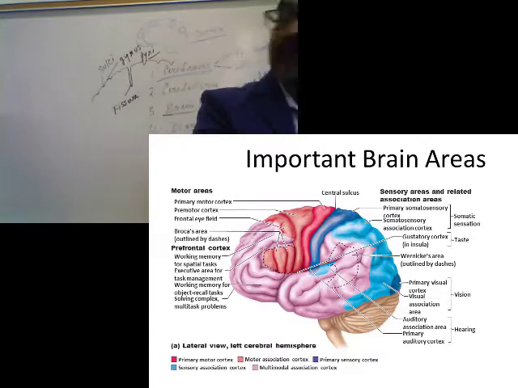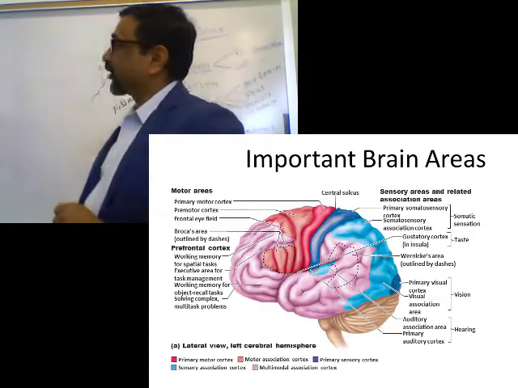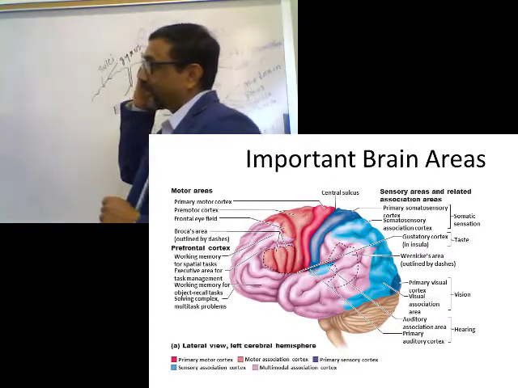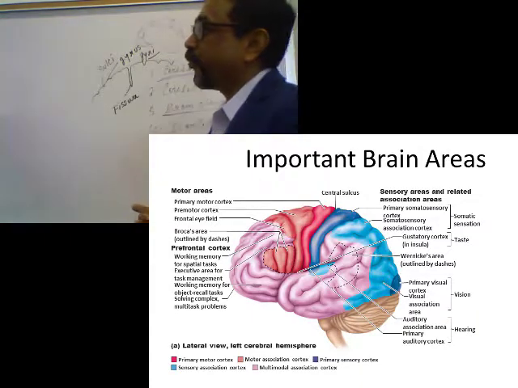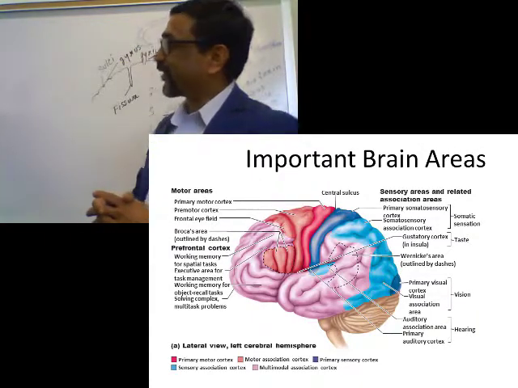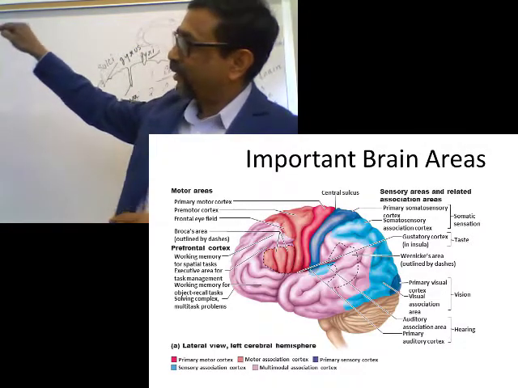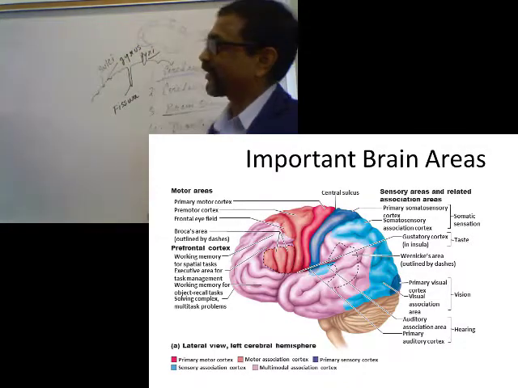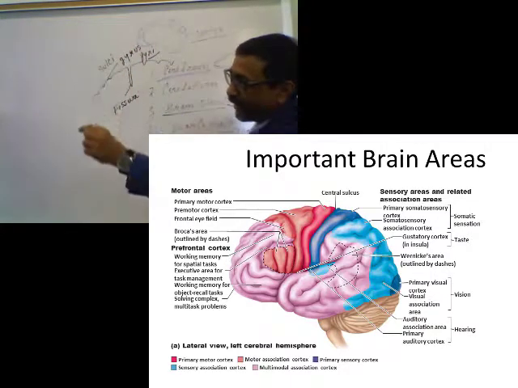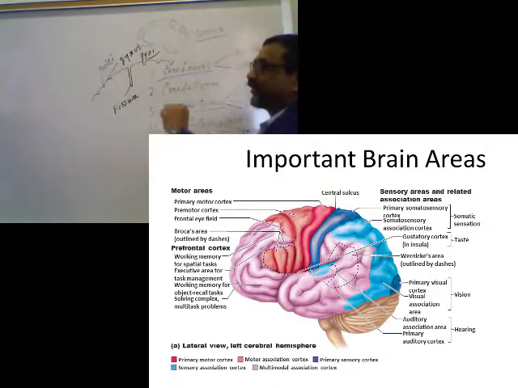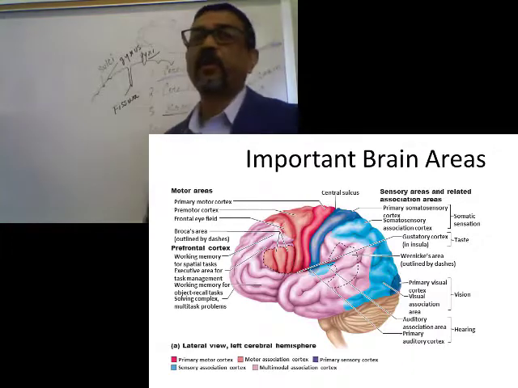Then in front of the central sulcus, you have the primary motor cortex. You see the central sulcus I showed you that separates the frontal and parietal lobe. In front of the central sulcus, that gyrus, you see the long red colored gyrus, that is called the primary motor cortex.